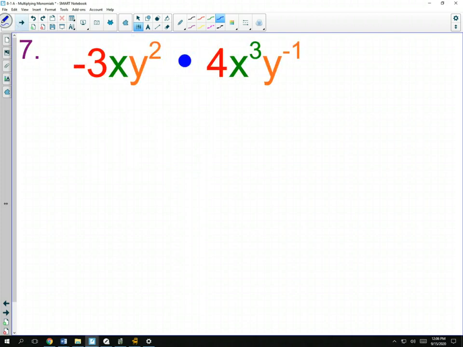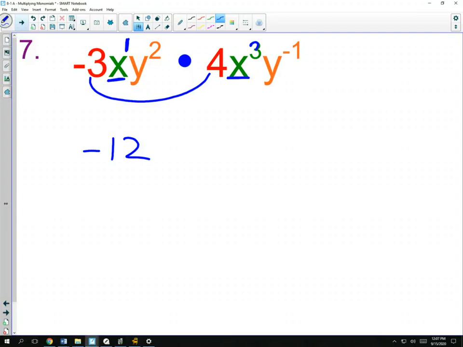Question number 7, when we multiply coefficient times coefficient, negative 3 times 4 is a negative 12. With common bases, you would add their exponents. So here's a common base of x, and here's a common base of x. The coefficient is a 1 right there because if no coefficient is written, you assume it's a 1. So x raised to the 1st power and x raised to the 3rd power, you would add those to get x raised to the 4th power.